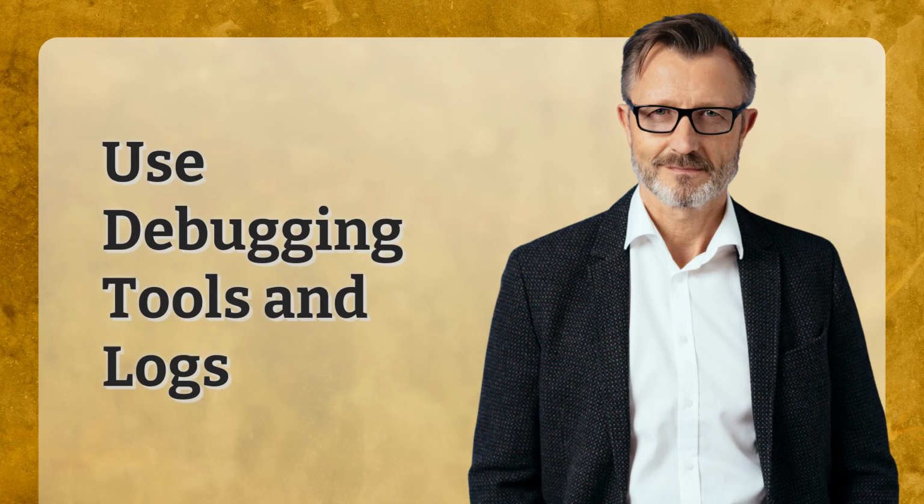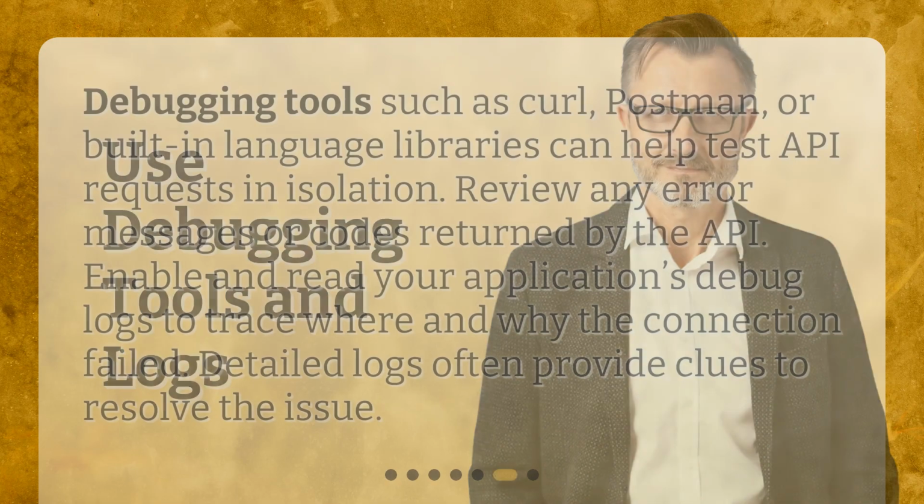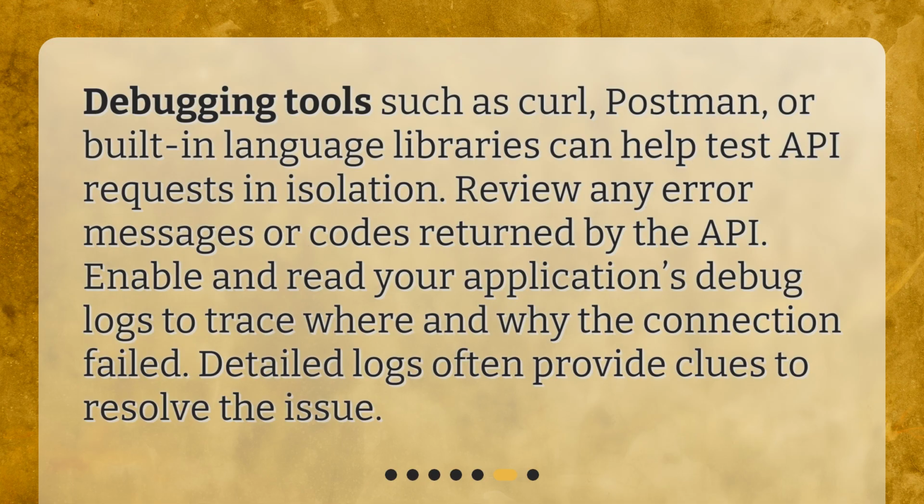Use debugging tools and logs. Debugging tools such as curl, Postman, or built-in language libraries can help test API requests in isolation. Review any error messages or codes returned by the API. Enable and read your application's debug logs to trace where and why the connection failed. Detailed logs often provide clues to resolve the issue.